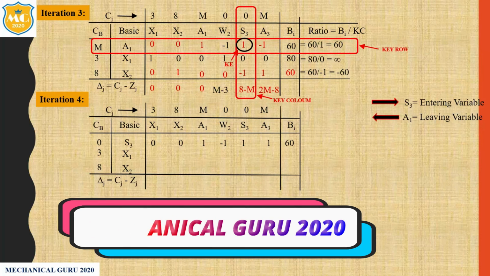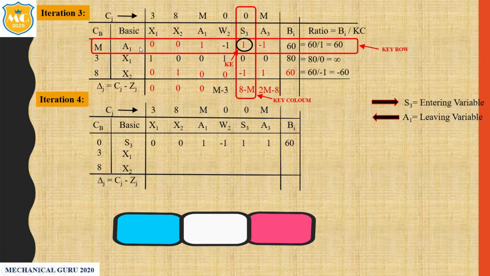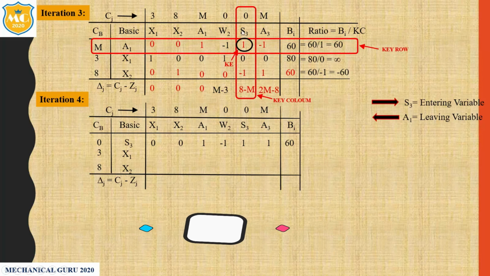So here key element is 1, so this value we have to write down as it is. Next we have to find out delta j. So first we have to apply our shortcut method. So here A1 is the leaving variable and S3 is the entering variable. So A1 value, that is 1 0 0 0, just copy and paste in the S3 column. So 1 0 0 0. Next variable, that is x1, so x1 value 0 1 0 0 as it is. Okay, and x2.